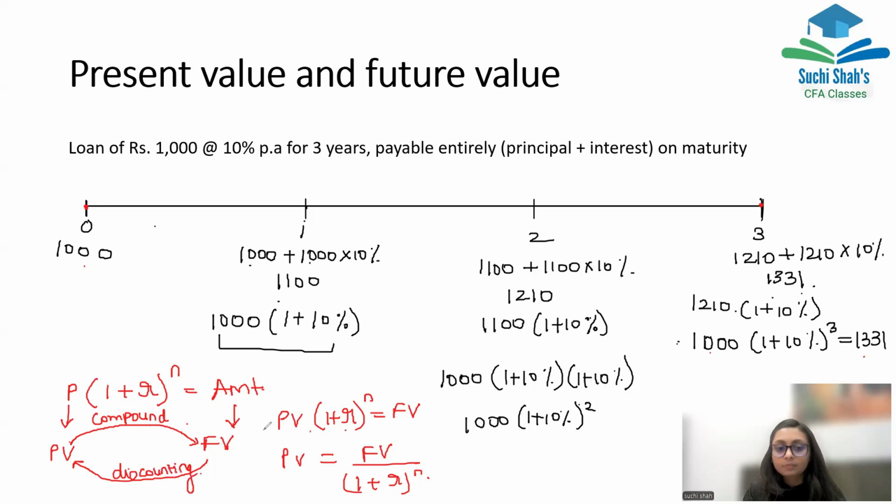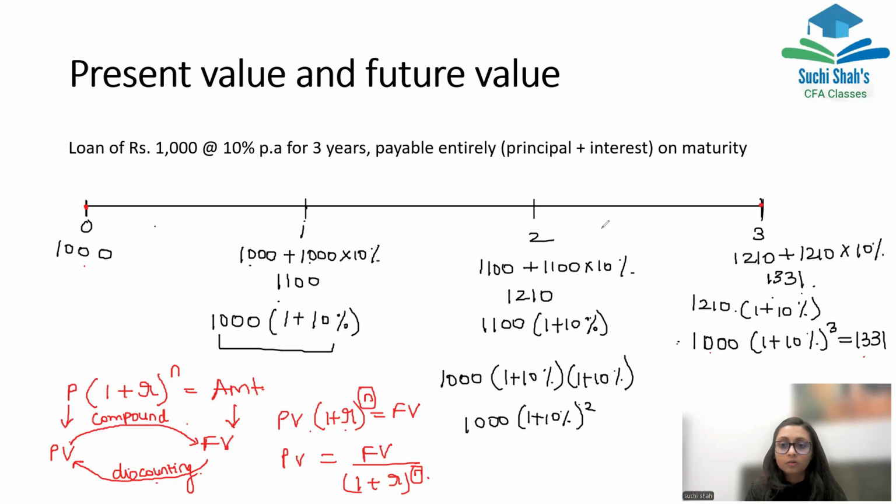Yes, when you multiply, you are compounding, you are going forward. Okay, when you divide, you are discounting, you are coming backwards. Okay, and this n will define how many periods back or front you are going.